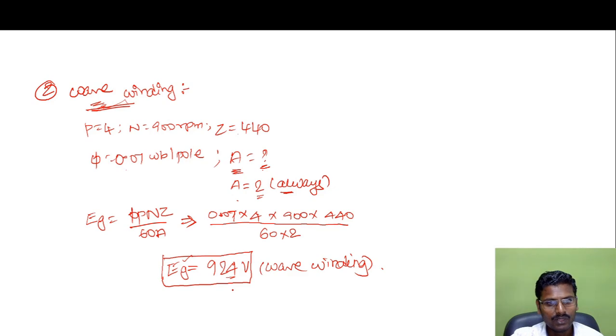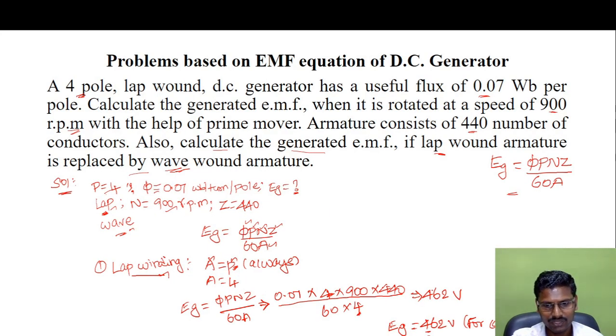For a few applications we will always prefer lap winding, and for a few applications we will always prefer wave winding. Where voltage is high, we will prefer the wave winding category of armature winding, and for lower voltage applications we will prefer lap winding.